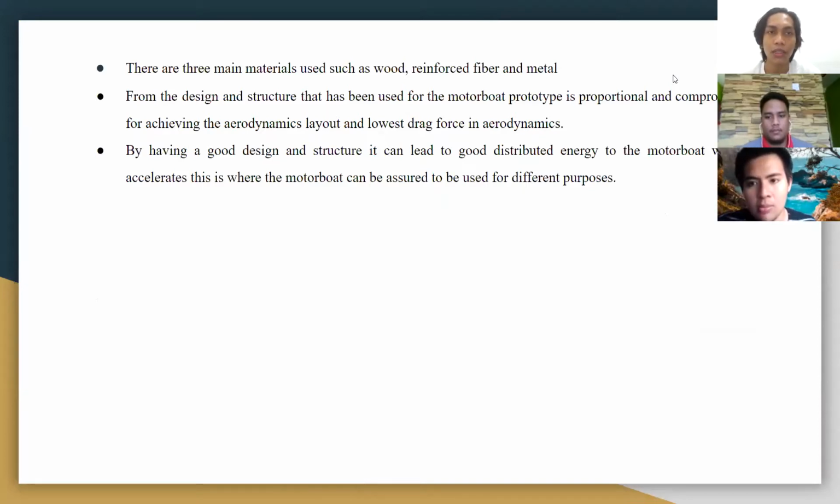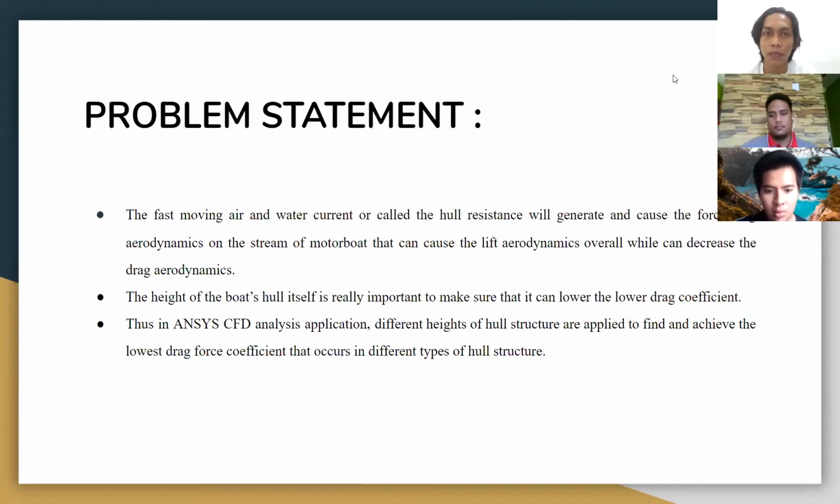The design and structure used for the motorboat prototype is proportional and a compromise for achieving the aerodynamic layout, and also the lowest drag force that occurs on the motorboat itself. By having a good design and structure, it can lead to good energy distribution to the motorboat when it accelerates forward. This is where the motorboat can be assured for use for different purposes.